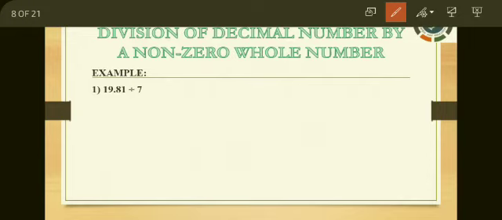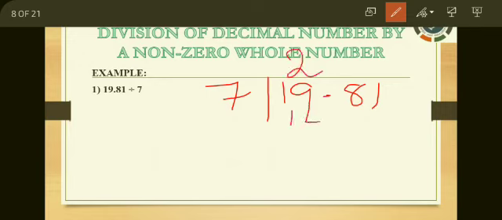Now we will see division of a decimal number by a non-zero whole number. Example 1, 19.81 divided by 7. 19.81 is the dividend and 7 is the divisor. Now divide the number. First consider the whole part number, which is 19. 19, how many times is 7? Correct, 2 times. 2 sevens are 14. 19 minus 14 is 5.